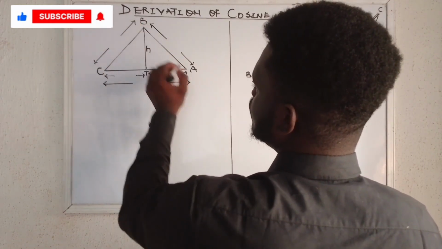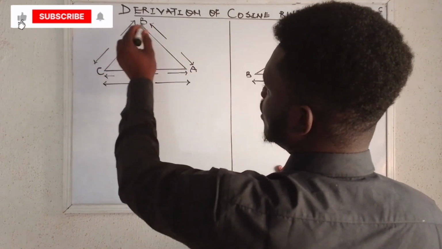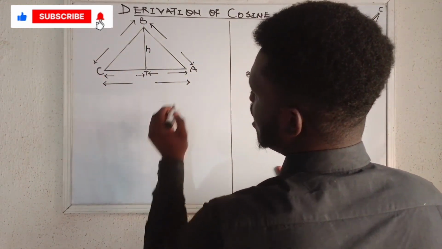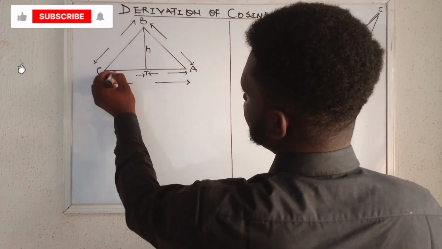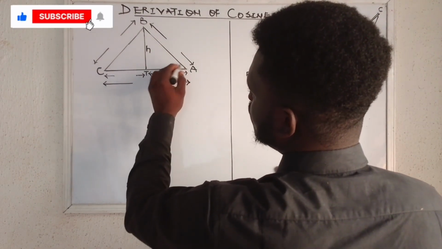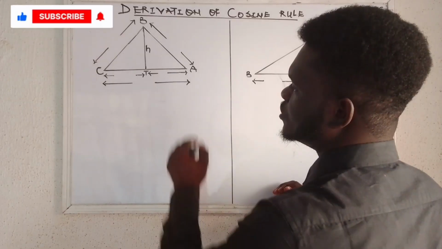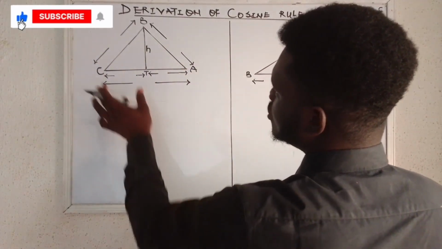Now this is ABC. This is a triangle ABC. Yes, and in this triangle, you can see that all of the angles are acute. They are not up to 90 degrees. So they are all acute angles. So this is the derivation.